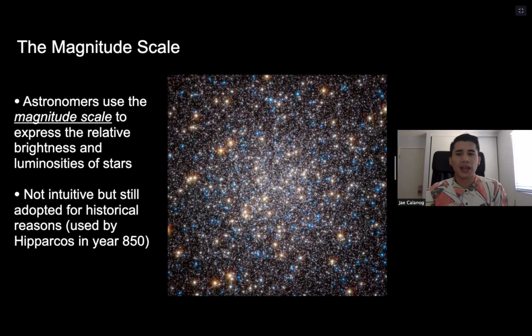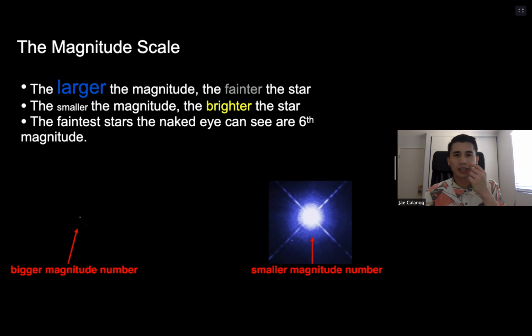Okay? And here's the thing about the magnitude system. It's not very intuitive. In fact, it's actually an archaic system, and we still use it purely because of historical reasons. It was created by the astronomer Hipparchus in the year 850 when he was outside just looking at stars and started classifying the brightness of the different stars that he was able to observe. Okay, so now let's see how this works.